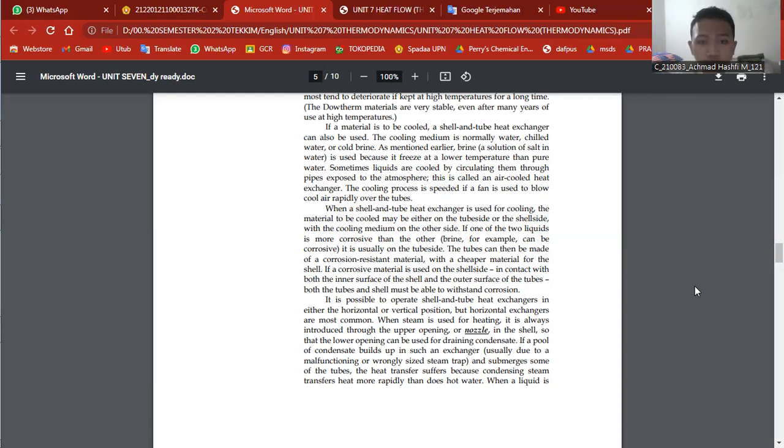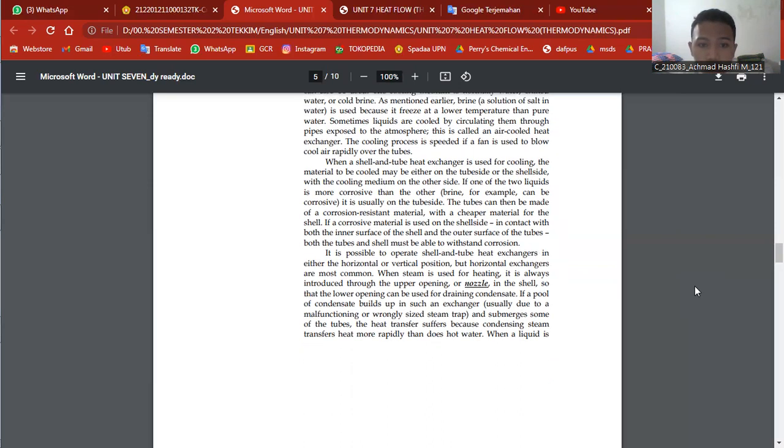Sometimes liquids are cooled by circulating them through pipes exposed to the atmosphere. This is called an air-cooled heat exchanger. The cooling process is sped up if a fan is used to blow cool air rapidly over the tubes. When a shell and tube heat exchanger is used for cooling, the material to be cooled may be either on the tube side or the shell side.